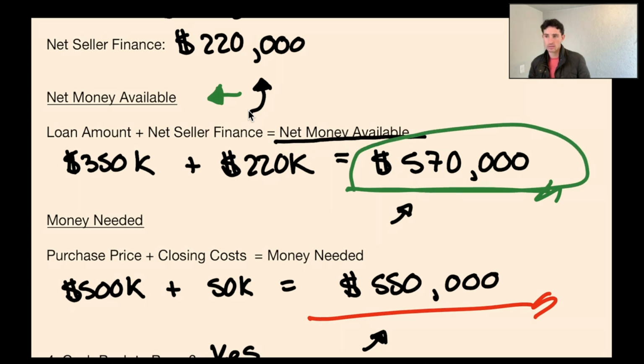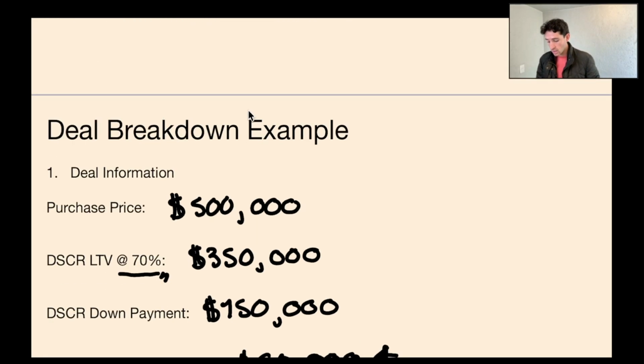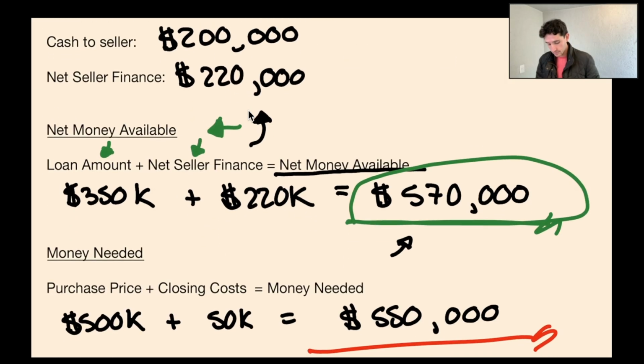Look at this. This is what the investor or the buyer is gonna owe on day one. Why? Because the loan amount is gonna be in first position right here, and seller finance in second position. Okay, that's what they are gonna owe on this property on day one. So as you can see, the purchase price originally was $500,000, and when they close, they are gonna owe $570,000.